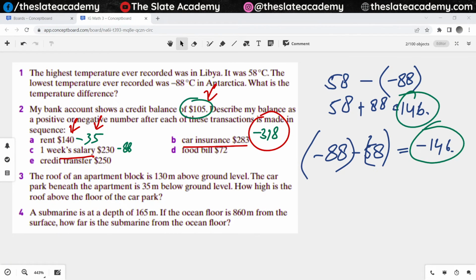And from this minus 318, there is an increase of salary, positive 230. So your balance becomes minus 88. Then you have a food bill to pay. When you pay this food bill, this amount is deducted from the minus 88 in your bank account. So minus 88 minus 72 becomes minus 160. And then you get a credit transfer, you receive money in your bank account. So 250 gets added to minus 160, and it becomes positive 90 in the end.